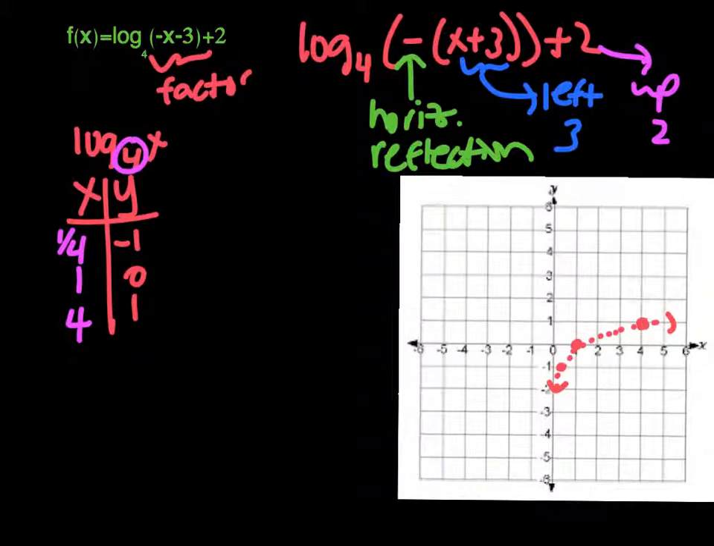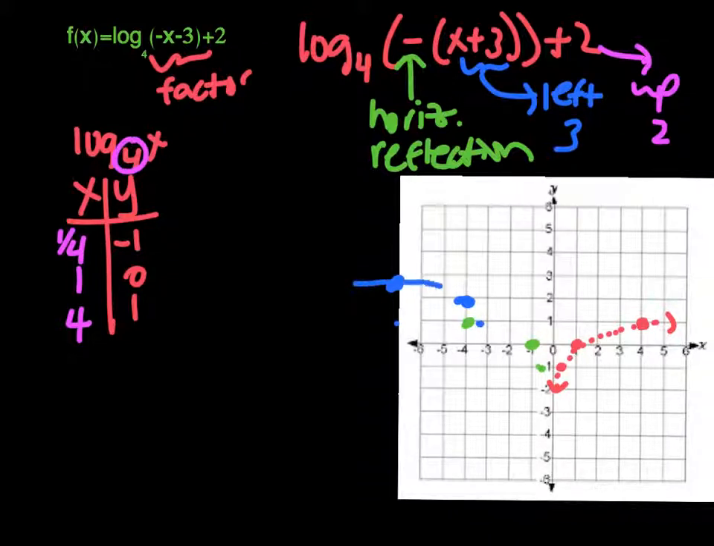Okay. So next, I'm going to do my horizontal reflection. So it's reflected horizontally, sorry, not moved. So it's moved to there. Now I'm going to do my left 3 and up 2 all at the same time. So left 3, and I might go off my graph a little bit. 1, 2, 3, up 2. Left 3, up 2. Left 3, up 2.